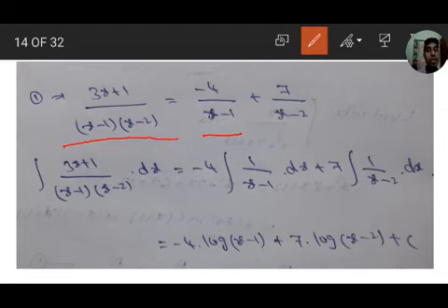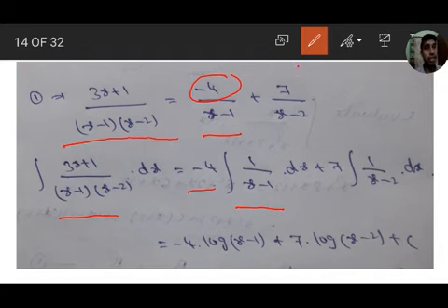So integration of (3x plus 1) by (x minus 1) into (x minus 2) dx equal to minus 4. Here the coefficient minus 4 is outside, integration 1 by (x minus 1) dx. Here 7 is the coefficient outside, integration 1 by (x minus 2) dx.